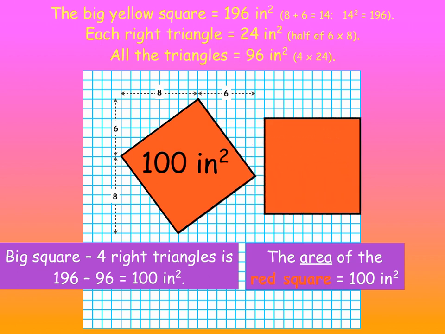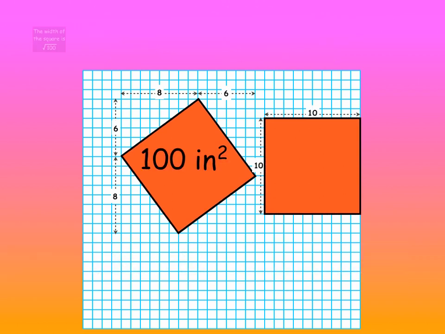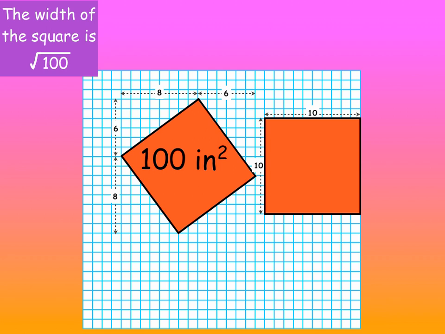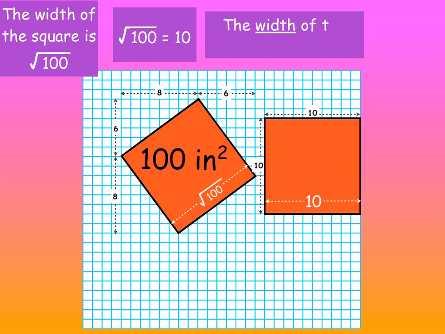It looks like that if you rotate it. And you can see it's 10 by 10. The width of the square is the square root of 100. Square root of 100 is 10, so it's 10 inches wide. The width of the red square, 10 inches.